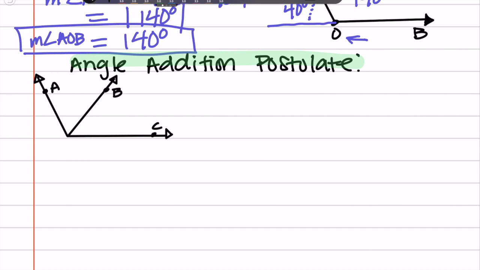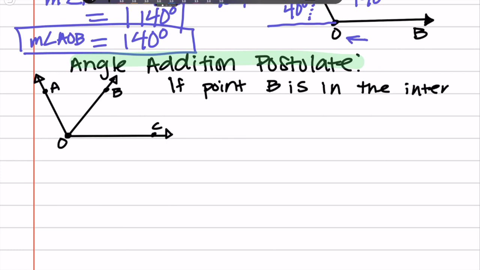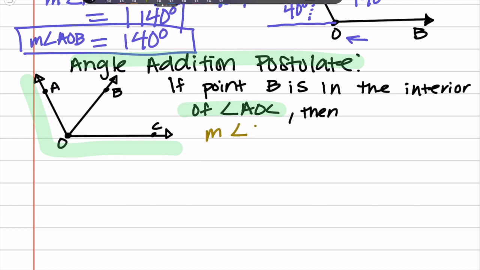So I've got angles, and I've got these points. I'm going to put points A, B, C in that vertex of O. If point B is in the interior of angle AOC, meaning it's on the inside of this entire angle AOC, remember that vertex, then the measure of angle AOB, which is this one right here, plus the measure of angle BOC, this other part right here, is going to equal this entire thing of AOC.